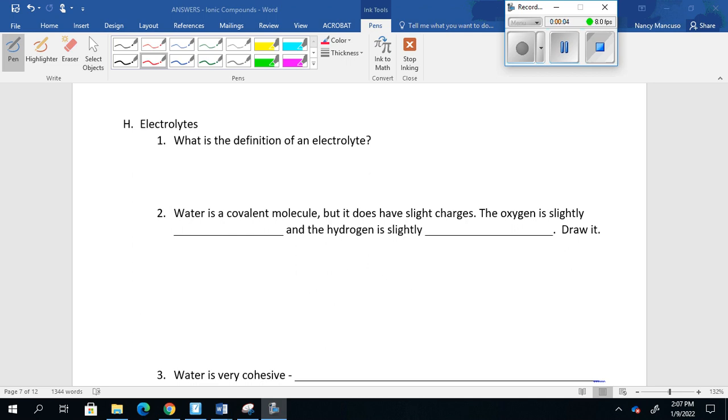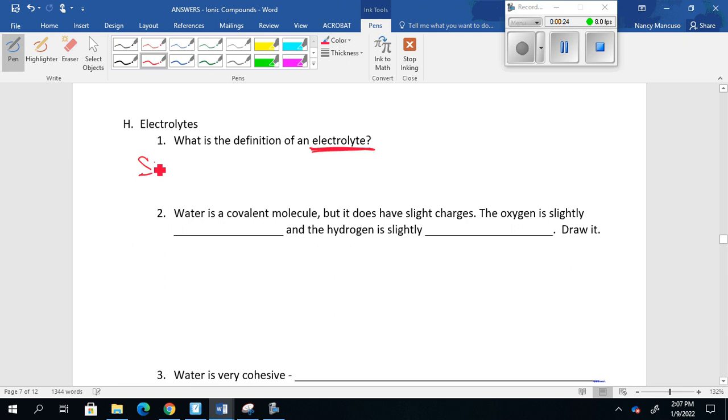We are on the third in the series of ionic compounds. And now we're at the point of looking at electrolytes. So this is that word that always makes us think of Gatorade. What makes it an electrolyte? We have done this definition before, so let's do it again.